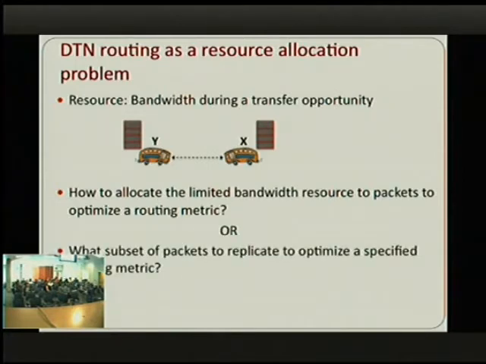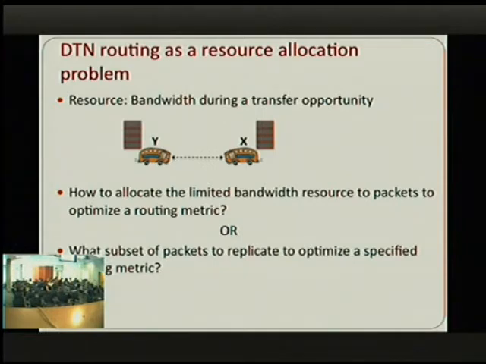Or in other words, what we want to know is that given a set of packets, what subset of packets should I replicate during a transfer opportunity to optimize a specified routing metric? For example, if I have 10 packets and I can only replicate one because the transfer opportunity is short, which packet should I choose? Because if you choose the same packet over and over again, the delivery rate of that packet improves, but all others would suffer. And the key here is that we want to optimize a specified routing metric. So we want to tune our replication according to the routing metric.